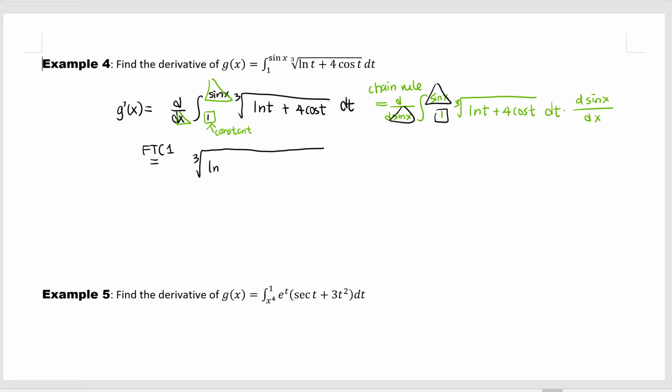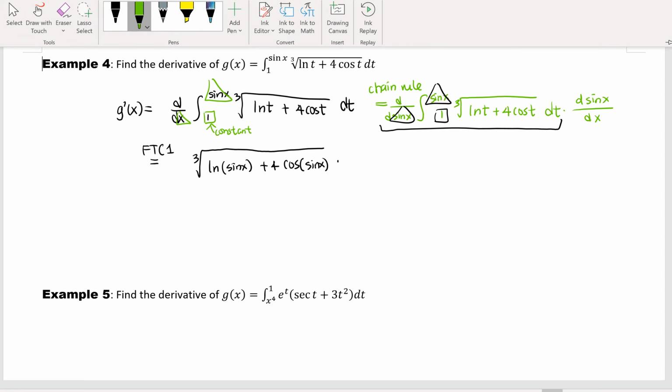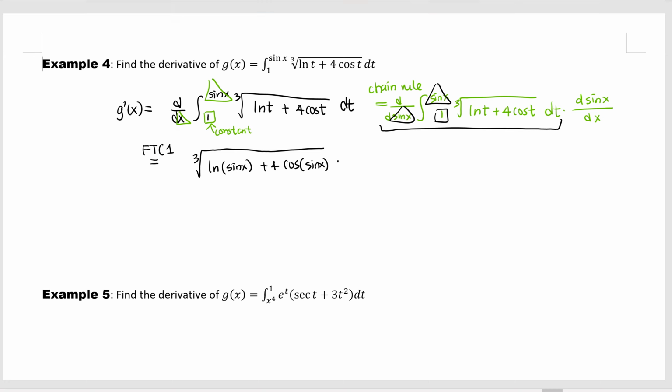We replace t by the upper limit, which is sine x. So we replace t by sine x. Okay, so that's the first factor. Okay, that's this guy. And then we still need to multiply by u prime. What is u prime? U prime, derivative of sine x, is cosine x. So this is the u prime. So far so good, everybody?